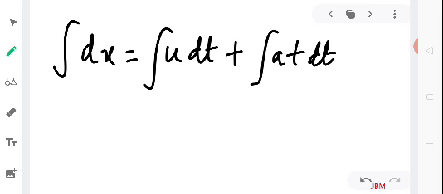Now, if you remember, I had told you during the previous integration that whenever there is a constant term, the constant term does not change its value with time. So, obviously, it can be taken out of the integral sign. Check out both sides of the equation. Do you have any constant term on the left hand side? No. There is only one term, that is dx. Position is changing. On the right hand side, there are two terms, u dt, a t dt.